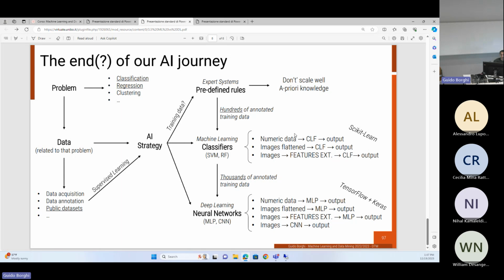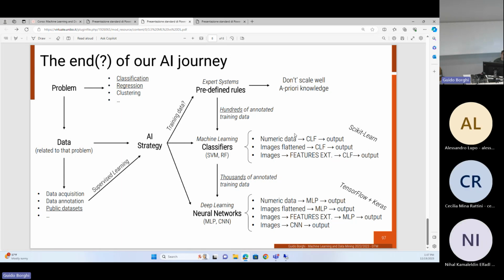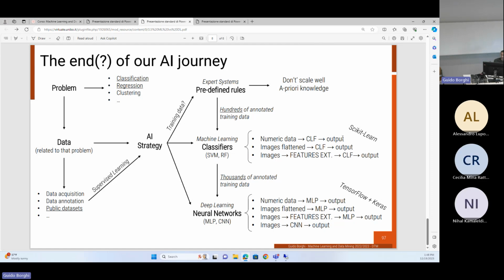Differently, if we have hundreds of annotated training data, so a limited portion of annotated training data, we can use a machine learning approach. In particular, we have seen some classifiers, the support vector machine, random forest, but also ensemble methods. And we have seen how it's possible to obtain an output using a classifier given numeric input data.